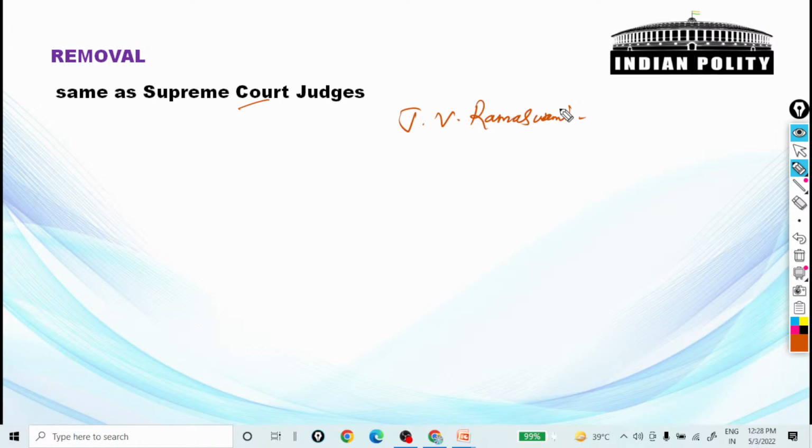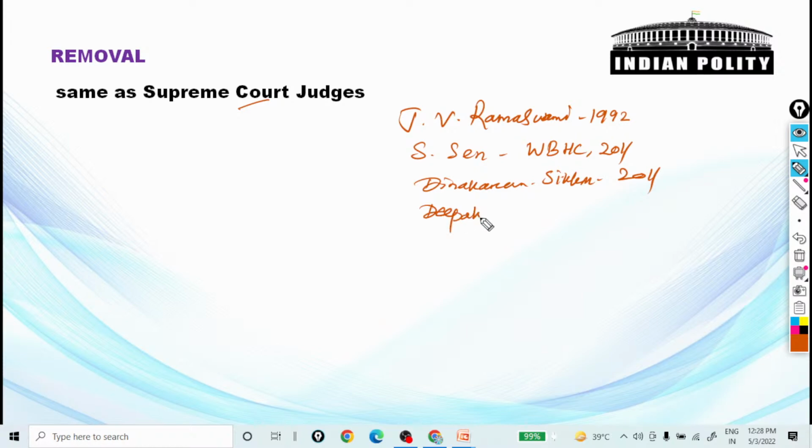Justice Ramaswamy, then 1992-93, and Justice Soumitra Sen of West Bengal High Court in 2011, and Justice Dinakaran, of Sikkim High Court, in 2011, and Deepak Misra, in 2018, he was the Chief Justice of India, as all of you know.